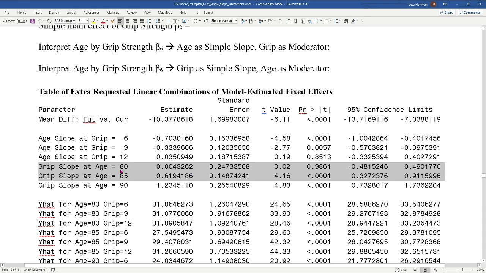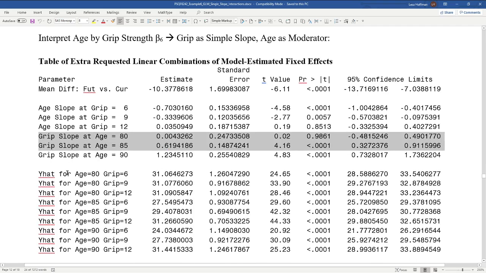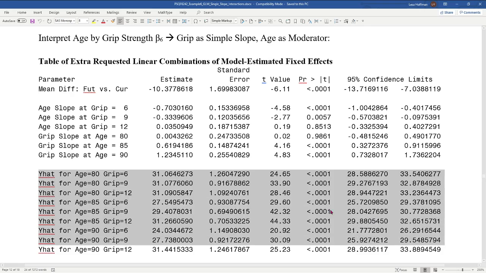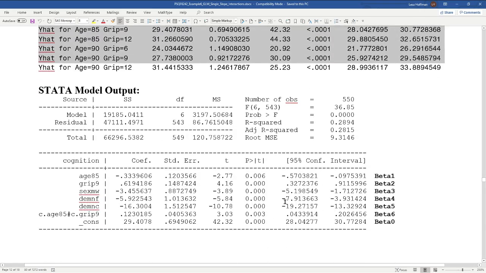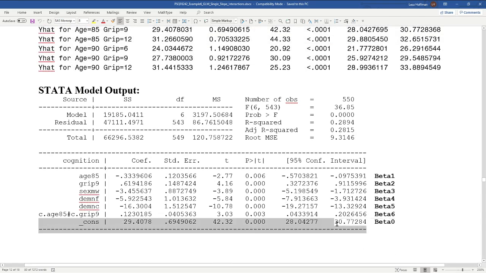And if we followed this pattern into age 75 and age 70 and so on, this positive slope would eventually become negative and significantly negative. So we would want to find the regions of age for which the grip strength slope would be positive and heading down into when it would turn negative. And here are the predicted values that the model creates. Here is the corresponding Stata output that tells us the exact same information, except the intercept is last, much to my chagrin.